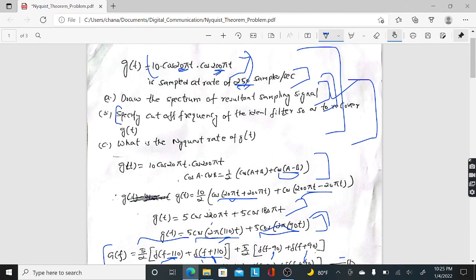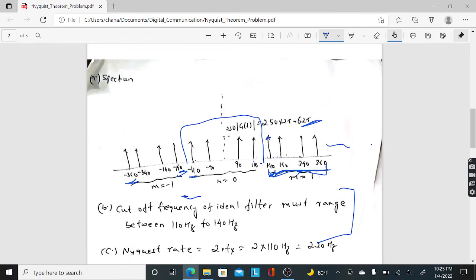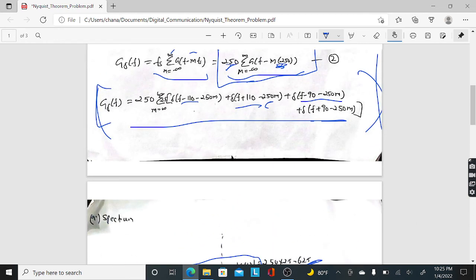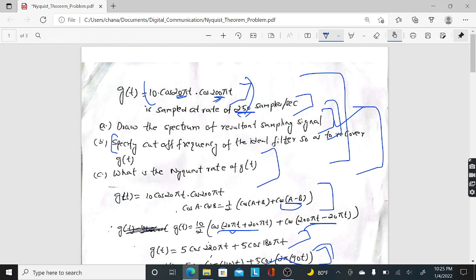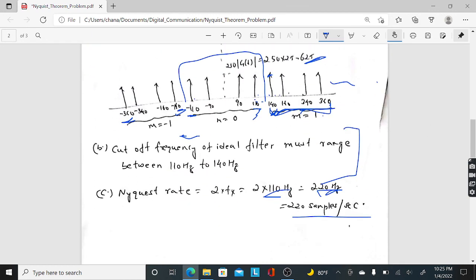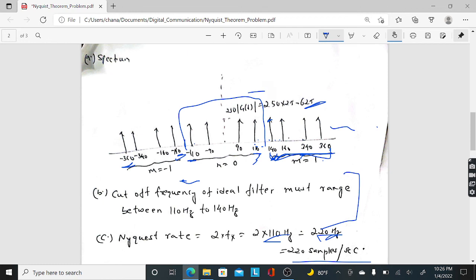And the third part of the problem is, what is the Nyquist rate of g(t)? We all know the Nyquist rate is 2 times the highest frequency component of the signal. Here the highest frequency component is 110 hertz, so the Nyquist rate is 2 times 110, which is 220 hertz or 220 samples per second. As we can see in the problem, the sampling rate was 250 samples per second, and the Nyquist rate is 220, so the sampling rate was greater than the Nyquist rate. That's why we could recover the signal using a cutoff frequency. If my sampling rate was less than 220, I would not be able to recover the original signal at the receiver side.